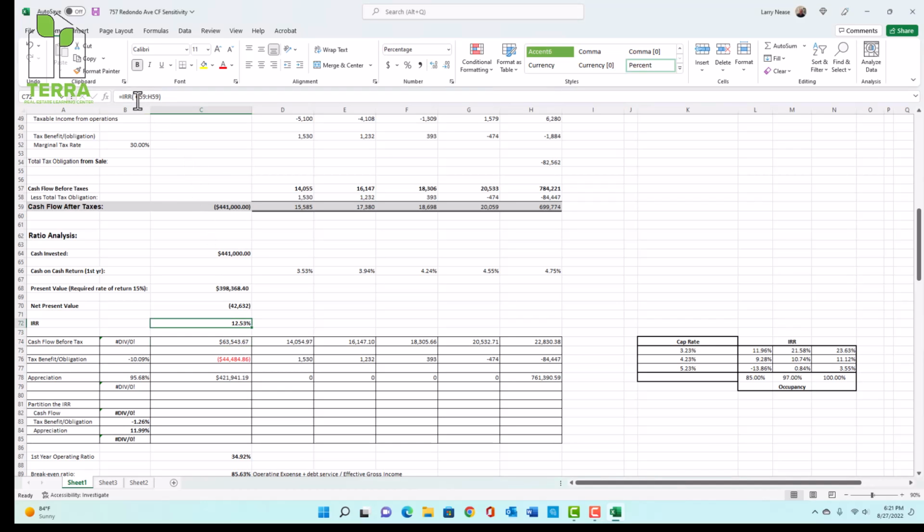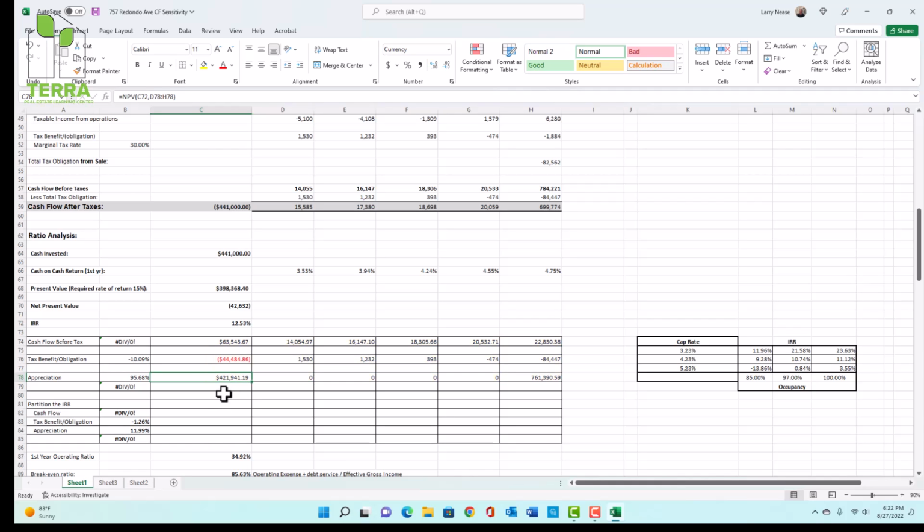I'll highlight this. Here was the formula, and it was just calculating based upon this line. Now, we've broken down each of the components of this line and put them here. The next step is to discount back each one of these components at the internal rate of return of 12.53. And that was done here. So we used the present value formula and discounted those back at 12.53. Here was the answer. Next step, did the exact same thing, but with the tax benefit obligation line. And that was here. Same formula. And then finally, I did the same thing with the appreciation, and that was done here.